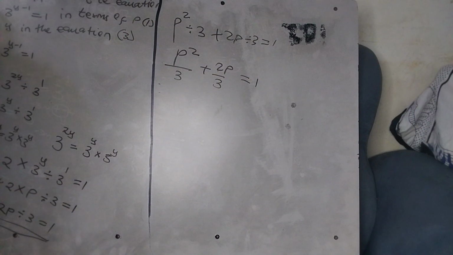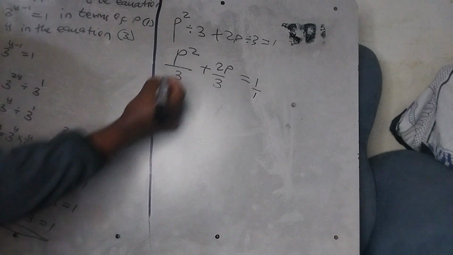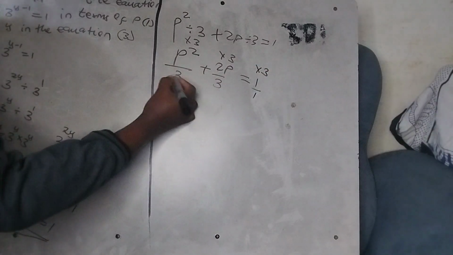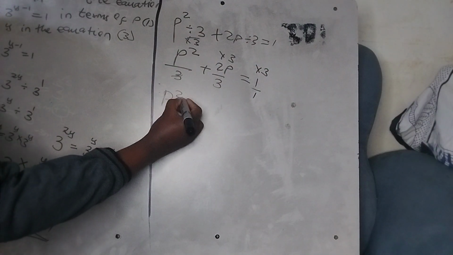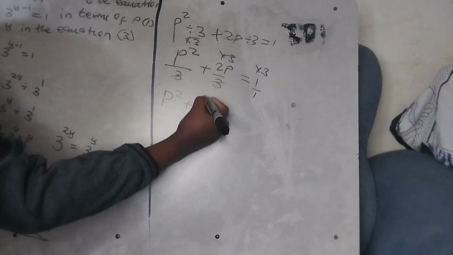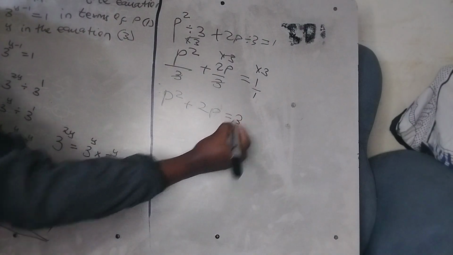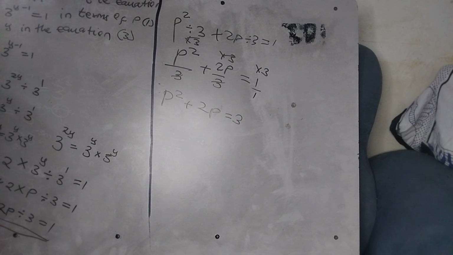What is 1 as a fraction? 1 over 1. One rule on fractions: when you see fractions and there is an equal sign, you are allowed to multiply with their LCM. What is the LCM of 3 and 1? It simply takes us to 3. So multiply every part by 3. This simply becomes P squared plus 2P is equals to 1 times 3, which is 3. A number times 1 is the number.